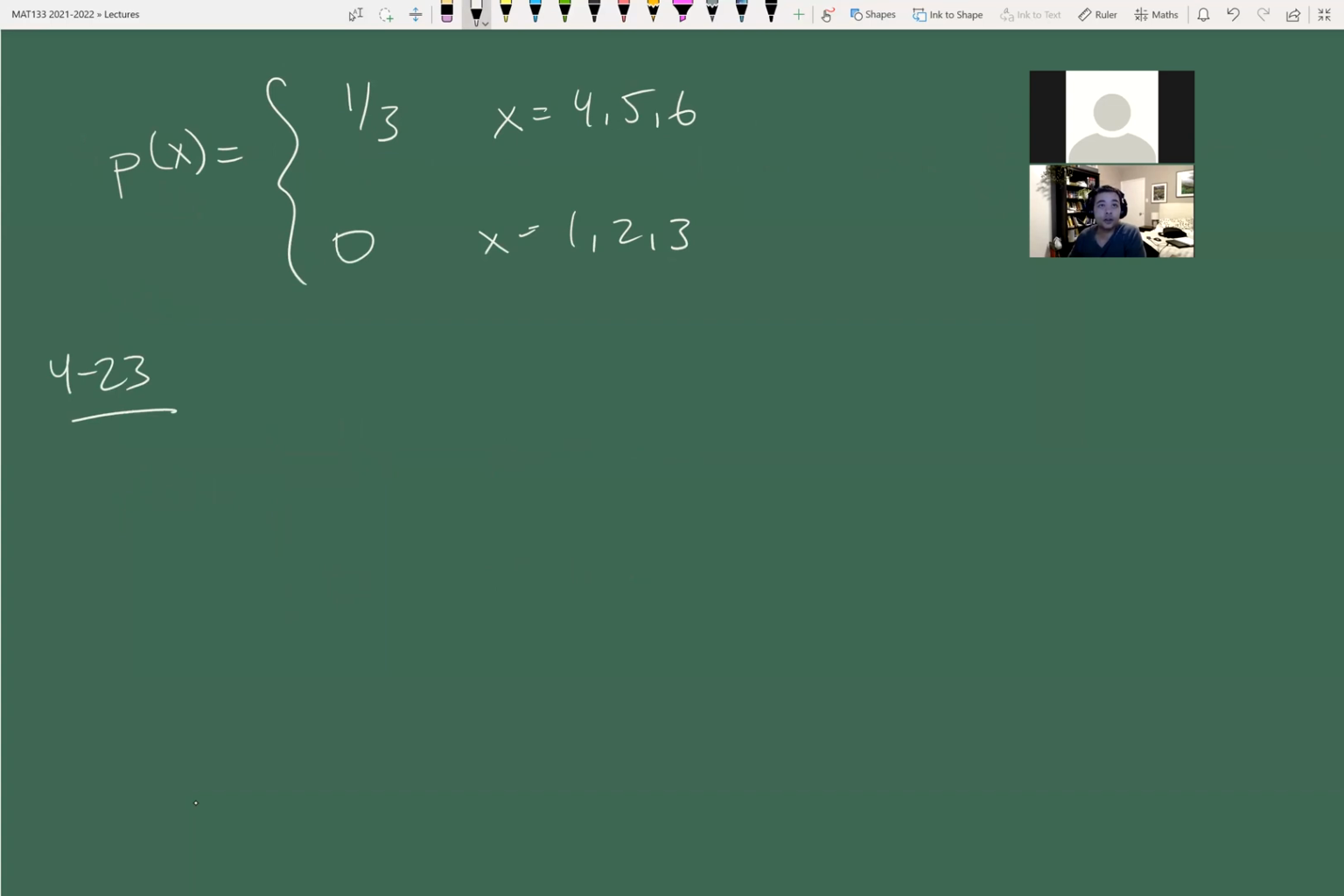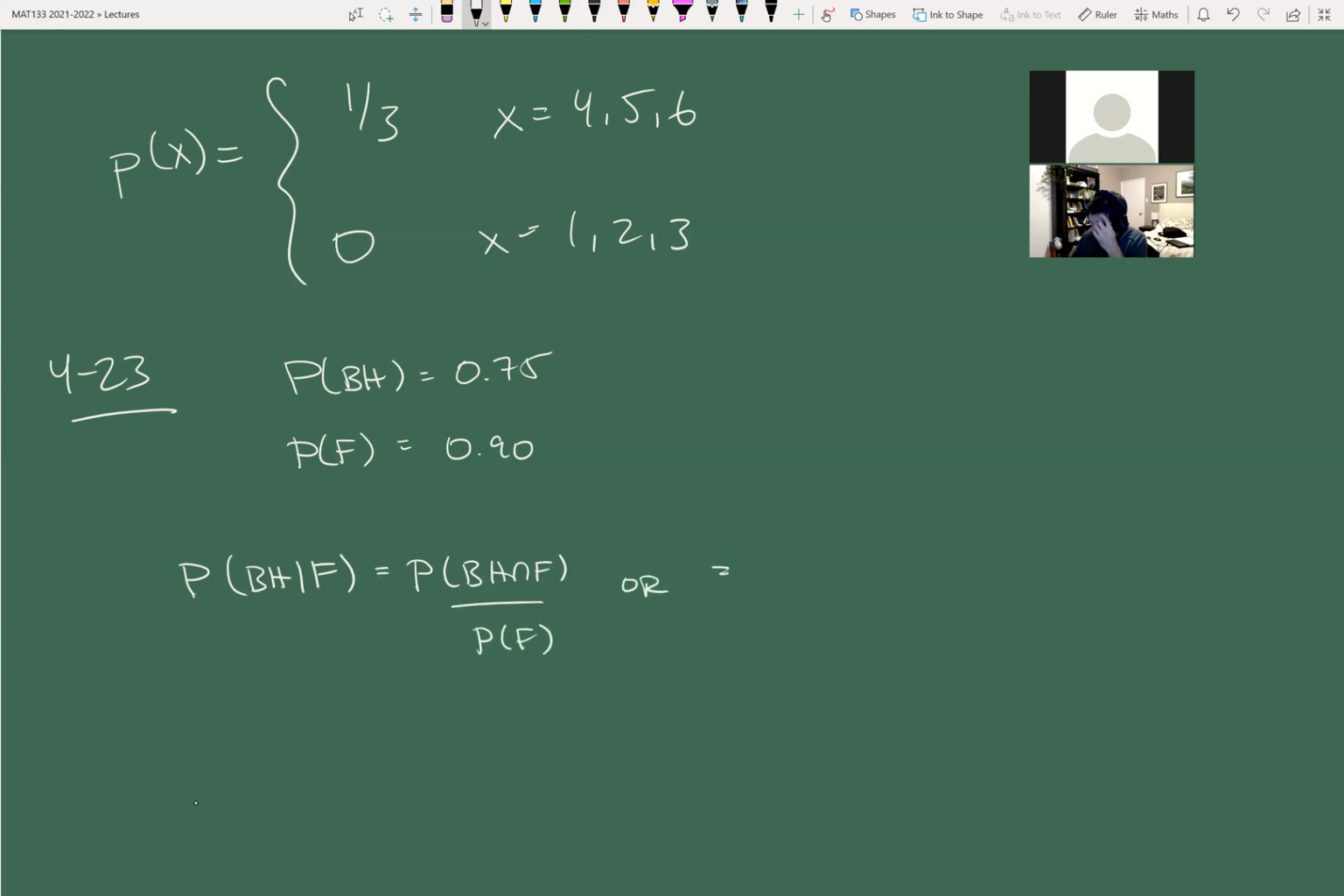4-23. So you're jumping hurdles. The probability of both hurdles is 75%. The probability of the first hurdle is 90%. Having successfully jumped the first hurdle, what's the probability that Lenny successfully jumps the second? So that's the probability of both hurdles given the first hurdle, right? So if we do this conventionally, it's either P(BH intersect F) over P(F), or it's going to be equal to P(F given BH) times the probability of BH divided by the probability of F.